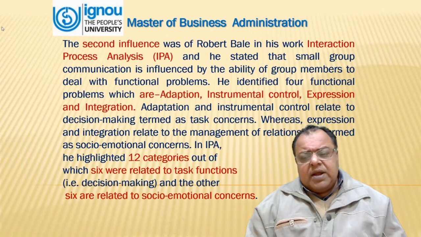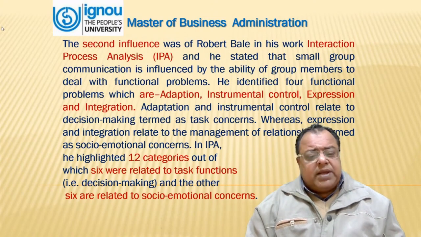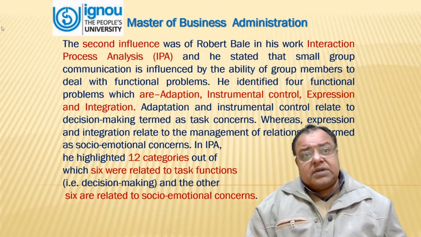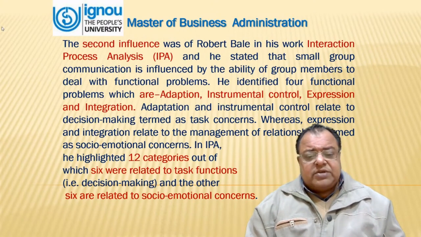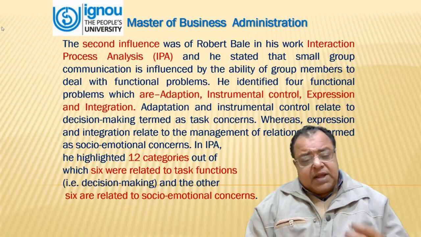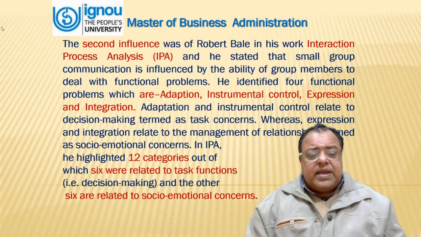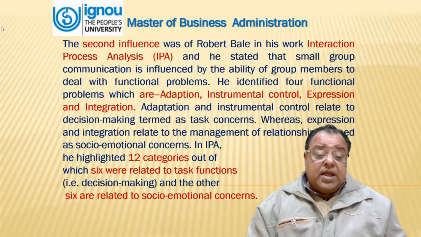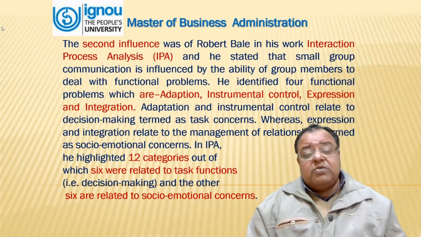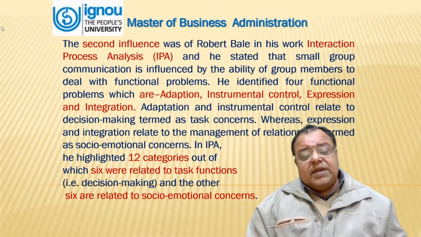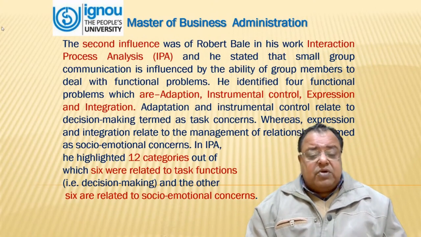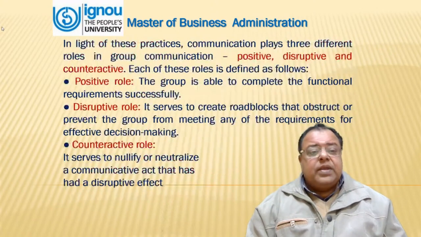Adaptation and instrumental controls relate to the decision-making term as task concerns, whereas expression and integration relate to the management of relationship term as social, emotional concerns. In IPA, he highlighted 12 categories, out of which 6 were related to task functions, that is decision-making, and the others were related to socio-emotional concerns.